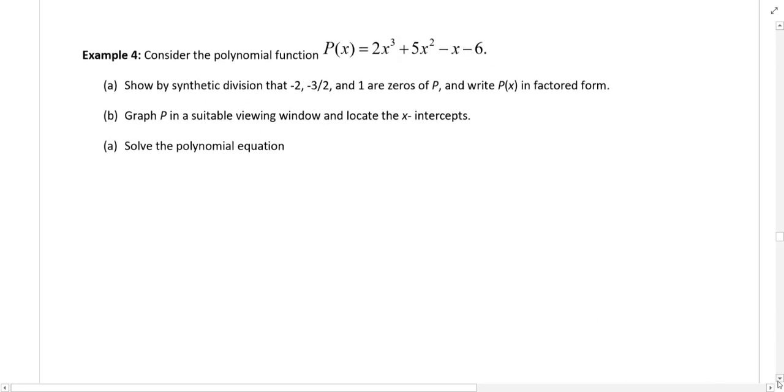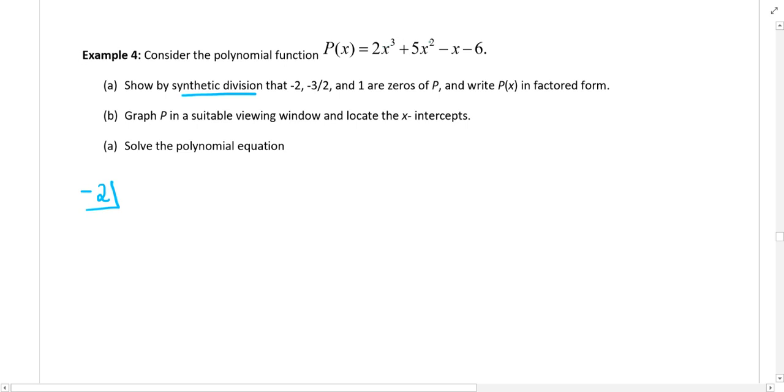Okay, so we're looking at this polynomial, 2x cubed plus 5x squared minus x minus 6. We want to show that -2, -3/2, and 1 are zeros, and we want to write this in factored form. To show that they're zeros, again, you can plug each of these values in, or you can do synthetic division. I think plugging them in is easier, but it is totally up to you what you want to do. So it says synthetic division, so we're going to have to do synthetic division. Just kidding. Okay, so we'll start with the -2, plugging this in.